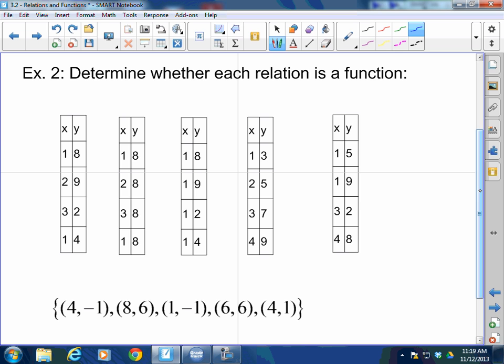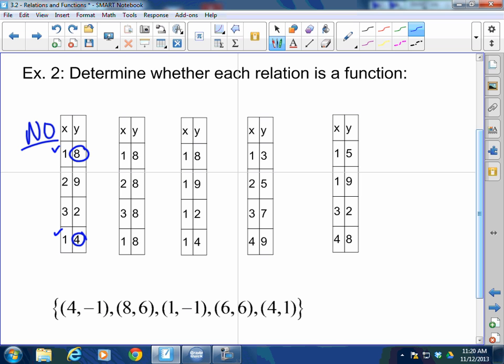Okay, here I got 1, 8, 2, 9, 3, 2, 1, 4. Is this a function or not? No, why? Not the ones are different. No, there it is. You have two different y values when x is 1. So that is no, that is not a function.